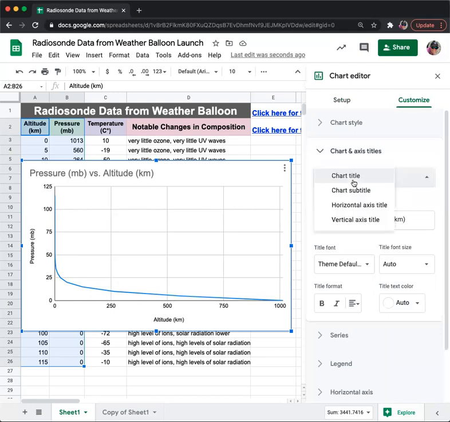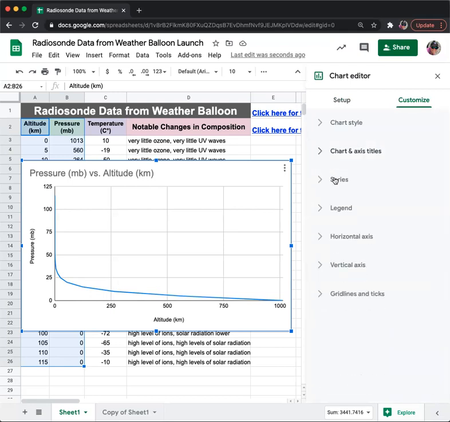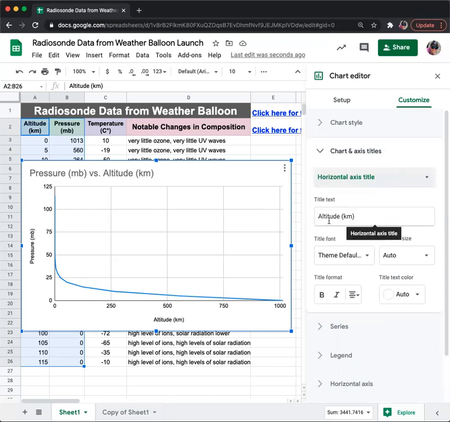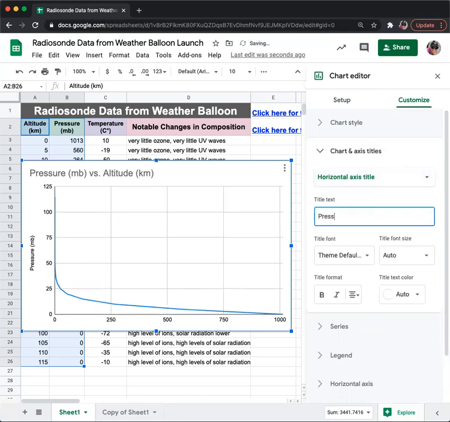So the first thing we're going to do is, instead of chart title, and I'll show you where I clicked on that, I want my horizontal axis title. So I'm going to click on that. Right now it says altitude, but remember we swapped this. This is pressure. So I'm going to get rid of altitude. I'm going to put in pressure in millibars.